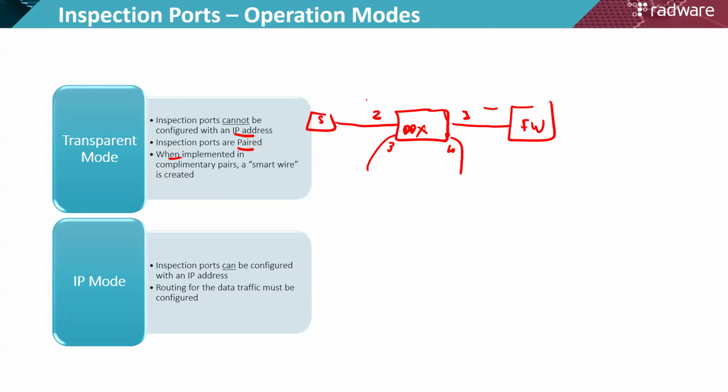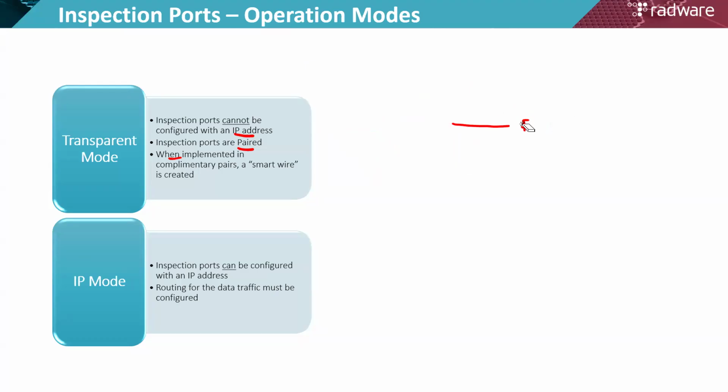That means port 1 to port 2 and port 2 to port 1. It will not be like port 1 to port 3 or port 3 to port 1. That will not happen ever. It will always be between the port pairs. And the port pair schema is already defined within the Defense Pro devices.